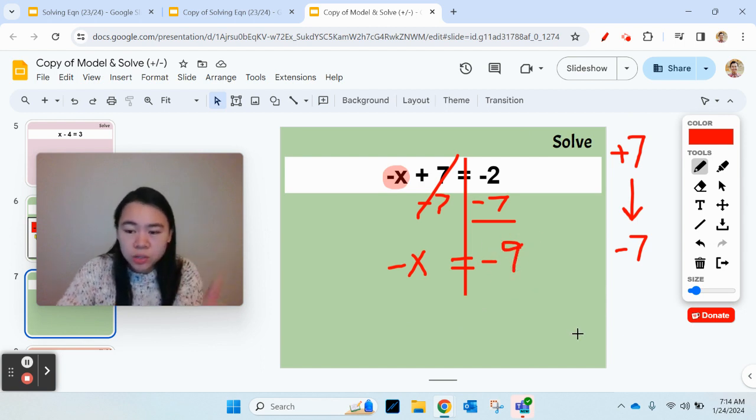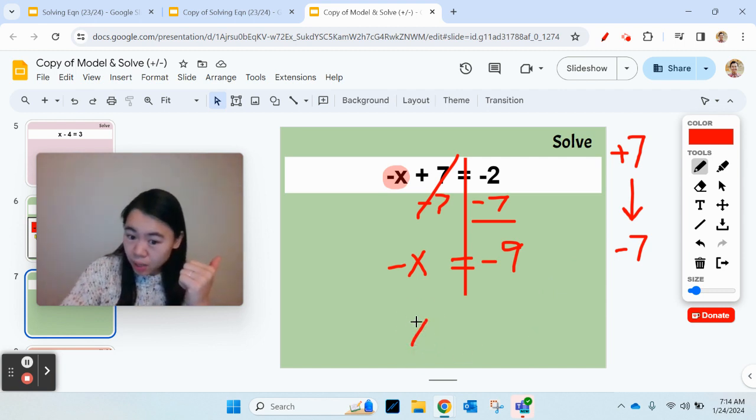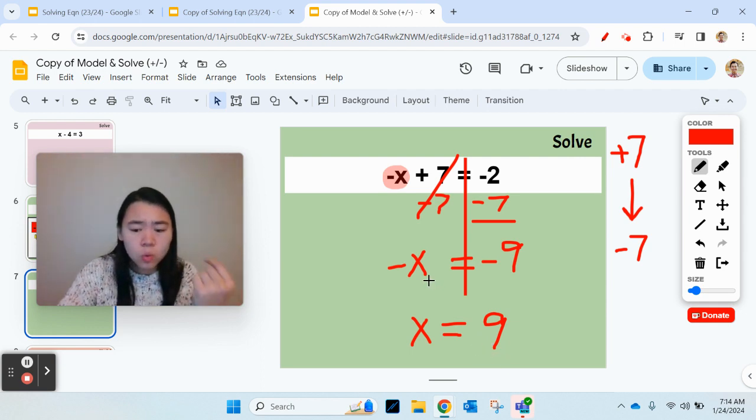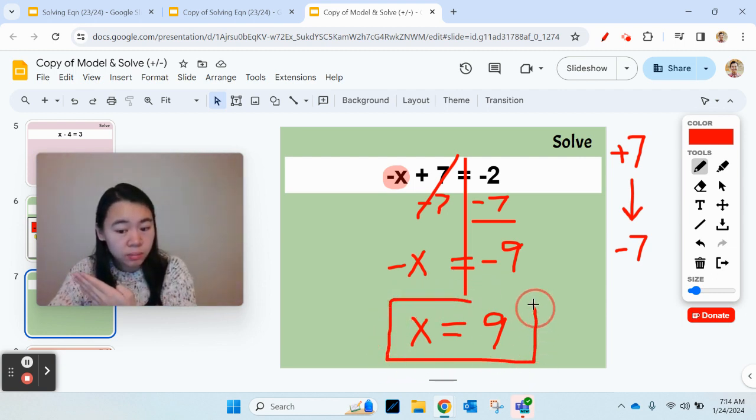Okay, when we're solving equations, I want to know what positive x is. Not negative x, positive x. But we can figure this out. If negative x is negative 9, positive x is positive 9. Okay, so if your variable is negative, we just need to flip your sign. Negative x is negative 9. Well, that must mean positive x is positive 9.